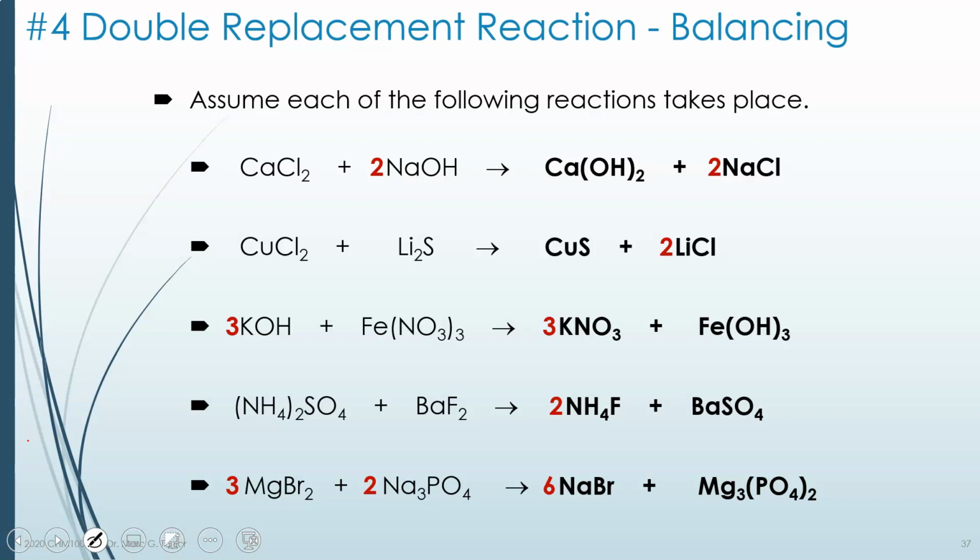And you'll notice the final balanced equation has 3 magnesium bromides plus 2 sodium phosphates makes 6 sodium bromides and 1 magnesium phosphate.